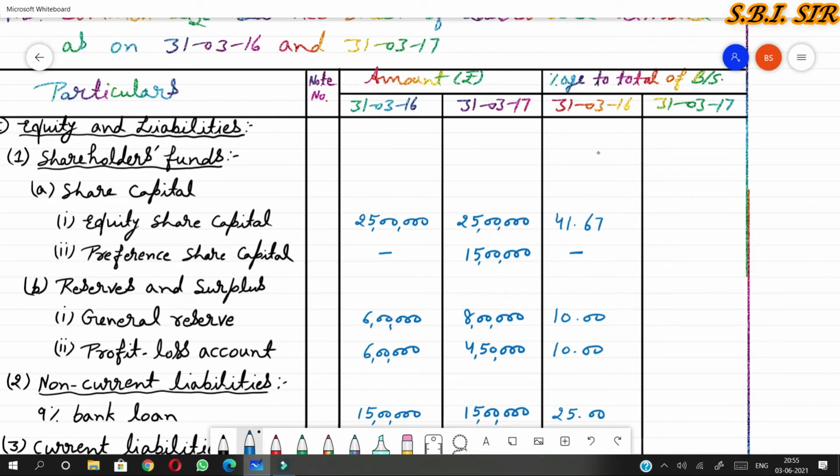So here 75 lakh will be taken as a denominator to find out the percentage. 25 lakh divide by 75 lakh multiply by 100, then we will get 33.33 percentage. Then for preference share capital, 15 lakh divide by 75 lakh multiply by 100, then we will get 20 percentage. 8 lakh divide by 75 lakh multiply by 100, then we will get 10.67 percentage. 4,50,000 divide by 75 lakh multiply by 100, then we will get 6 percentage.